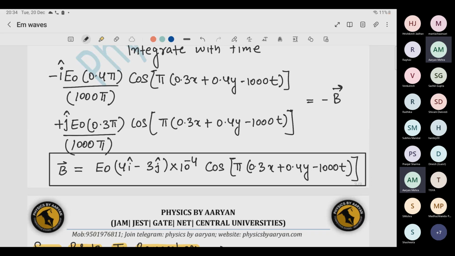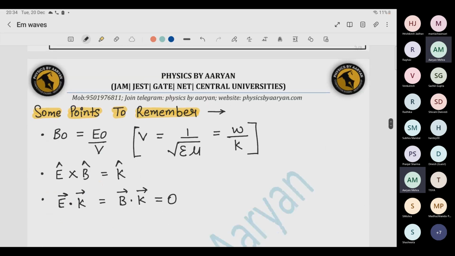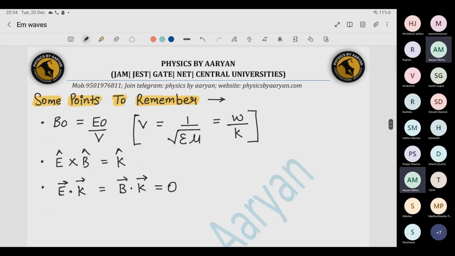So if everyone is clear with the algorithm, the main hint of this question was: whatever you have, do the curl of that. Use the equation in which the curl of that thing is involved, which you already know. Okay, but this is the full procedure. There are some shortcuts also which you should always remember while solving such questions. So these three points I want you to remember.